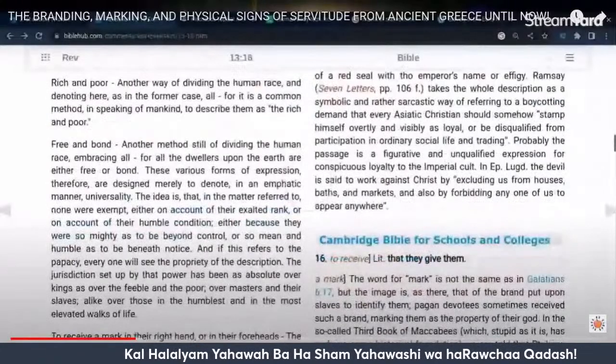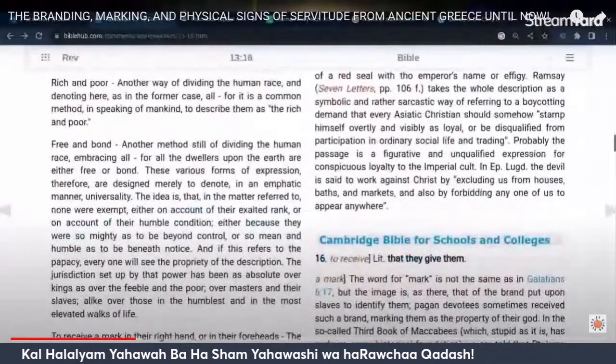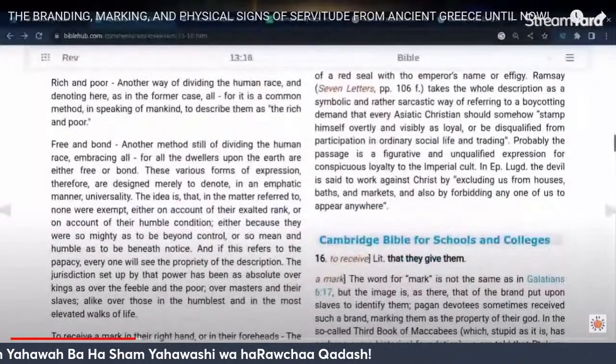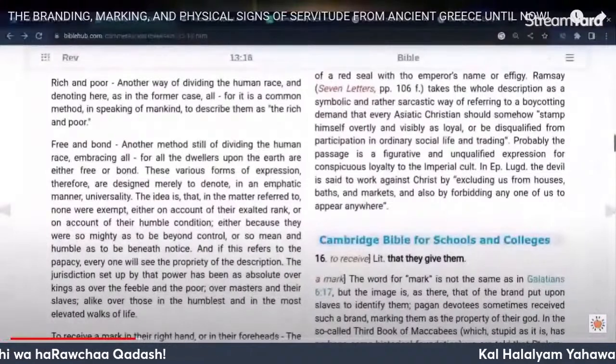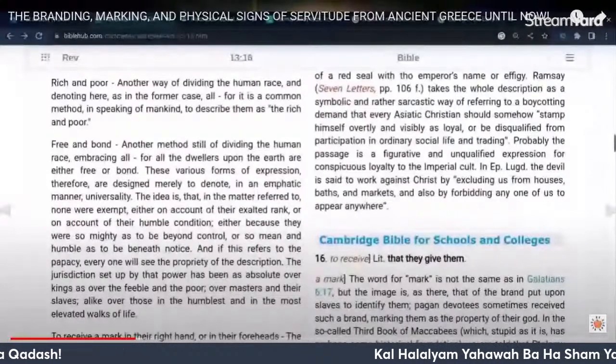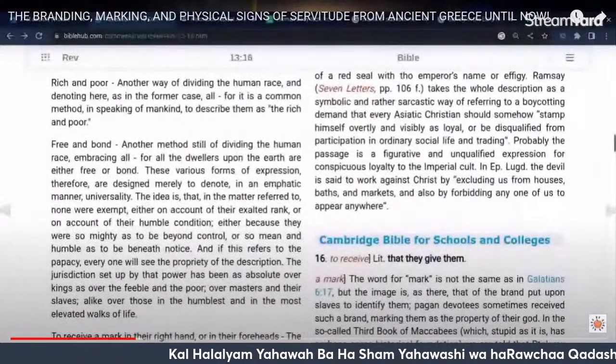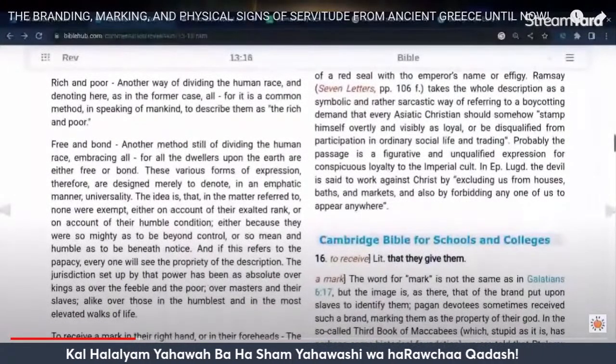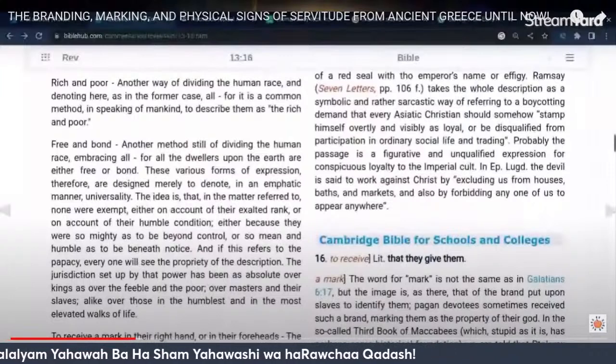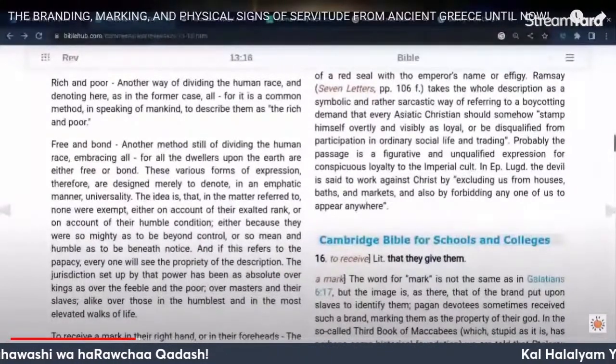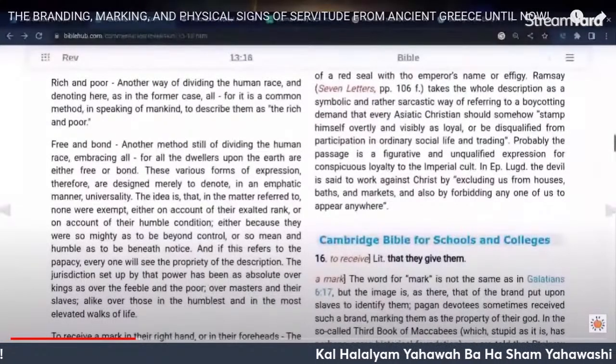It says, free and bond, another method of still dividing the human race, embracing all, for all the dwellers upon the earth, either free or bond. These various forms of expression, therefore, are designed merely to denote in an emphatic manner universality. The idea is that in the matter referred to, none were exempt, either on account of their exalted rank or on account of their humble condition, either because they were so mighty as to be beyond control, or so mean and humble as to be beneath notice, as if this refers to the papacy.